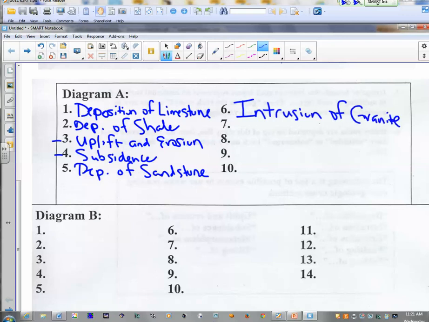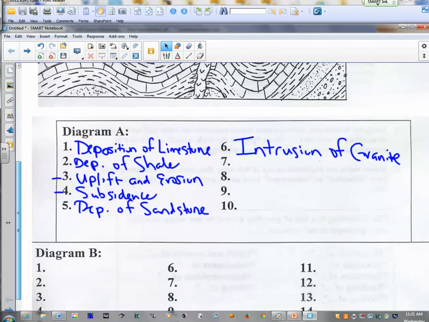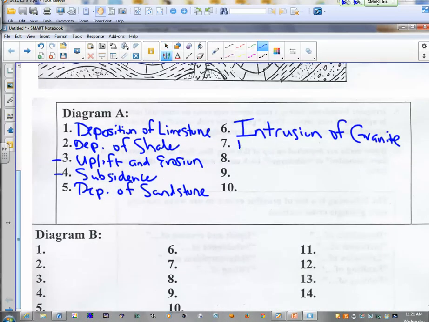I think from here it goes into some sedimentary rock layers. So the deposition of, for 7 and 8, shale and limestone. Deposition of shale. Deposition of limestone. Sorry I'm writing messy here, guys. Just trying to get this done so you can get some help on that homework.